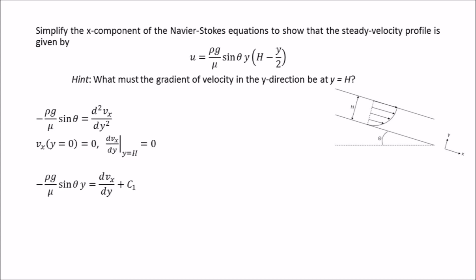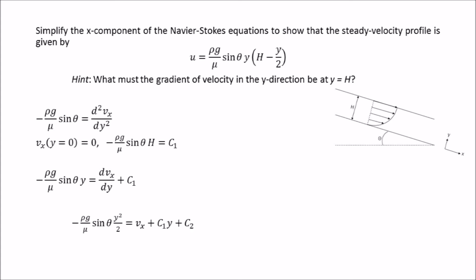Our first integration with respect to y gives us this result with our first constant of integration. We can solve for this constant by applying our boundary condition for the air-fluid interface, which gives us that C1 is equal to minus rho g over mu sine theta h. We now perform a second integration with respect to y, which results in an equation for Vx with a second constant of integration C2.